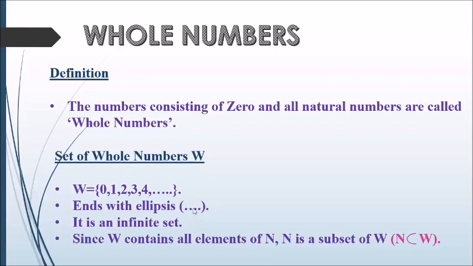If you remember, the set of natural numbers N was starting with 1, 2, 3, 4, and W is starting with 0, 1, 2, 3, 4. So if I say that W contains all elements of the set N, it means that W is a bigger set and N is a smaller set. So we can say N is a subset of W.